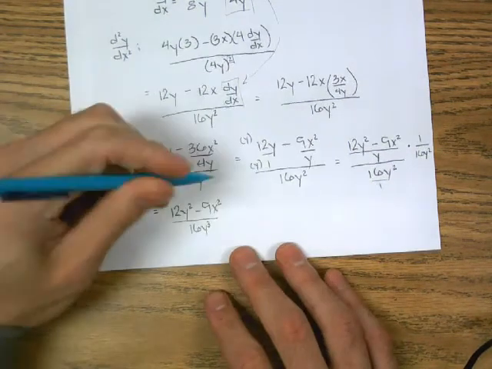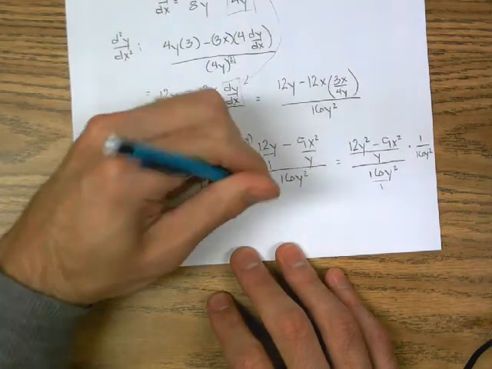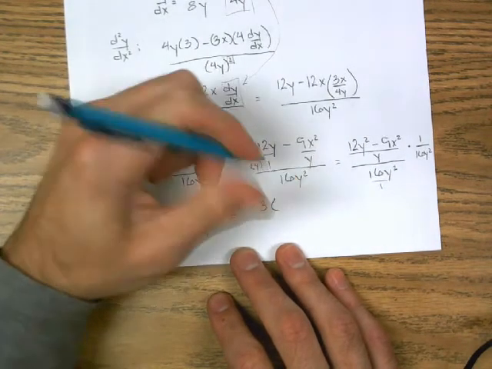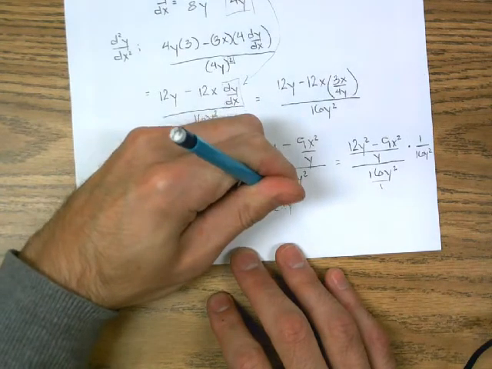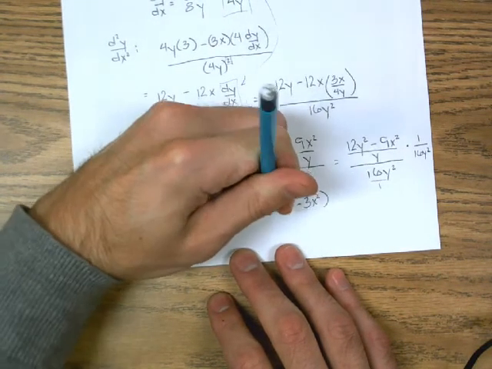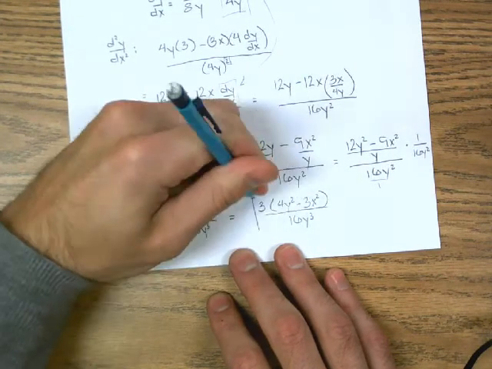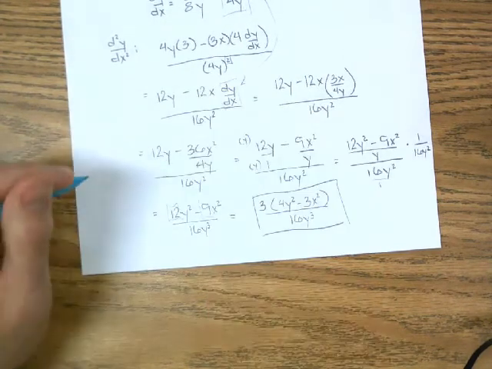I'm almost done. I could probably take one last step here and factor out a 3. So this would end up being 3 times 4y squared minus 3x squared all over 16y to the third. So that would end up being your second derivative.